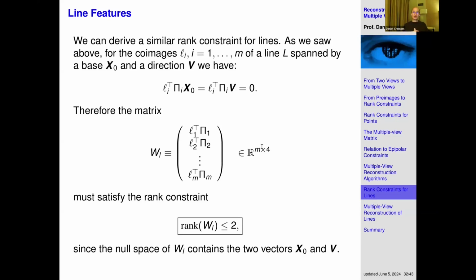And this is where you see the advantage of looking at lines. Once we have a line that we observe in two images, we have a 2D null space, and that gives us a stronger rank constraint. We can directly impose that a matrix with 4 columns should have a rank at most 2.